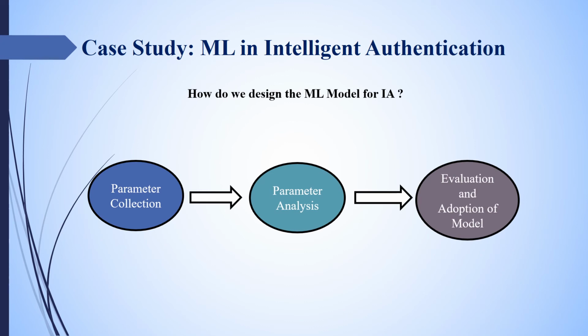In parameter collection, we collect the required parameters for our model. We collect them in different scenarios, in different situations. We take a number of observations and then we perform an analysis on them. For instance, let's say that we want to devise a specific method for those parameters. Then we apply those models and at the end we perform the evaluation.